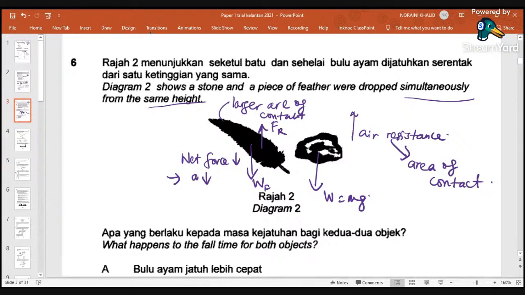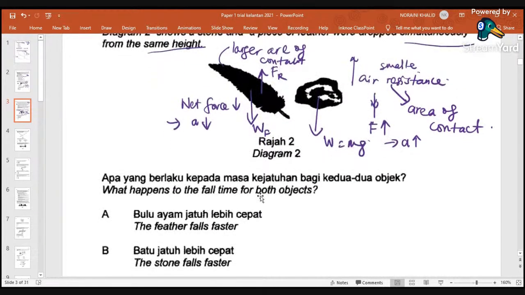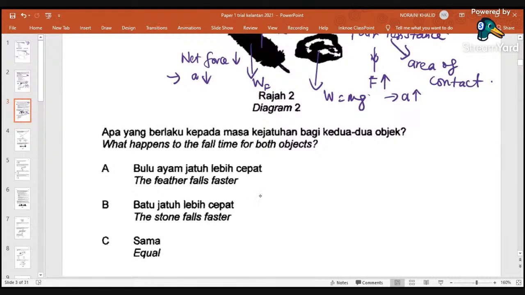Same case for the stone, smaller air resistance. This will cause larger net force, thus acceleration is higher. So the stone will fall faster compared to the feather. Okay, so the best answer is B. The stone falls faster.